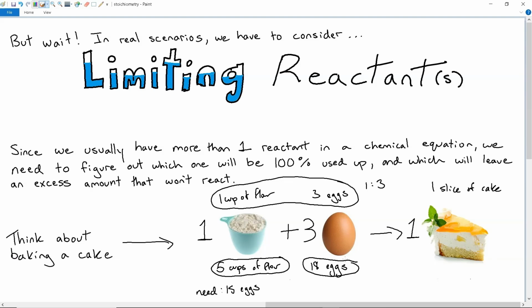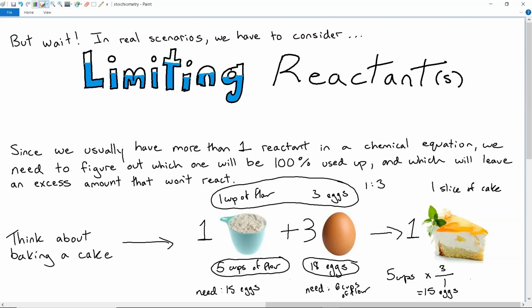But if I have 18 eggs and I want to use up all of my eggs, I would need 1/3 the amount in cups of flour. So I would actually need 6 cups of flour. And if you want to show that mathematically, you can just use the mole ratio, where if I take 5 cups of flour, I could times it by our mole ratio, just like we did in the last question, and that gives me the amount of the other reactant that I need. But anyways, back to our values.